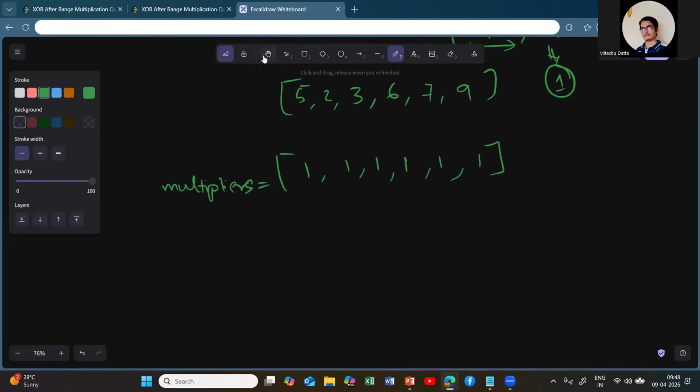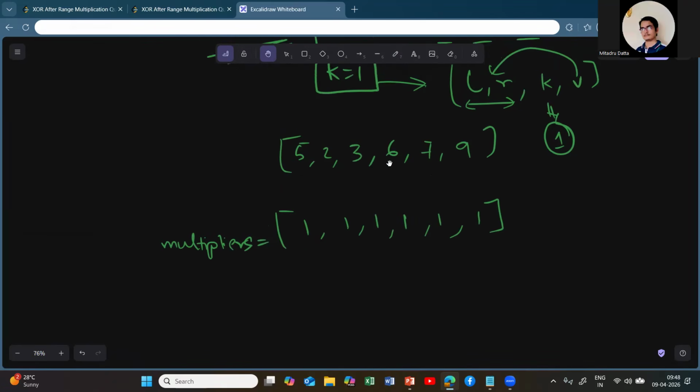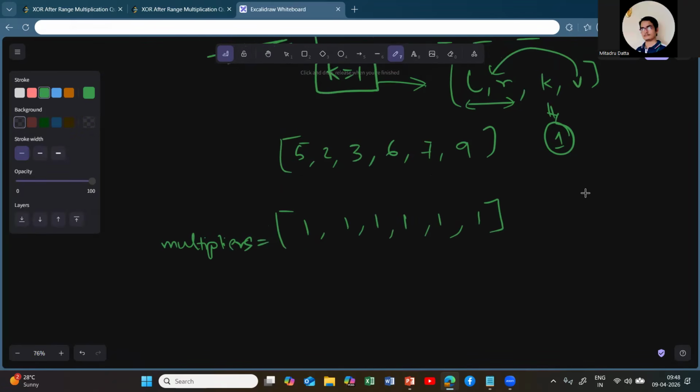Now in order to process these queries very efficiently, what you can do is see this as a difference array or line sweep. What do I mean by it? It simply tells you that if you are given a range from L to R, just mark the L and R plus 1 positions. This will serve as an indicator that you are multiplying the range from L to R.